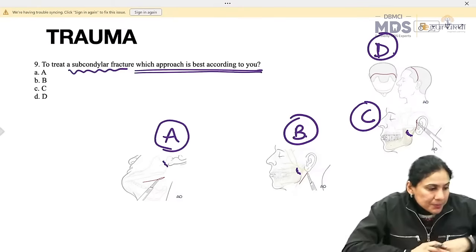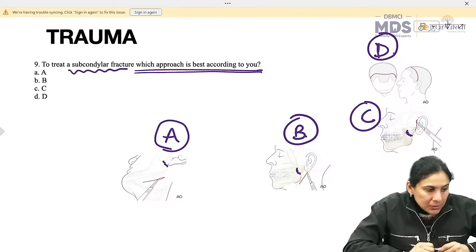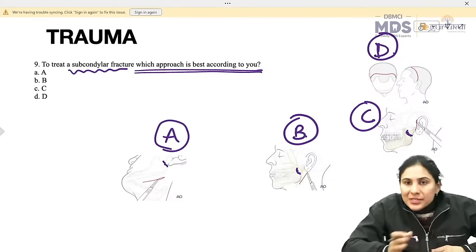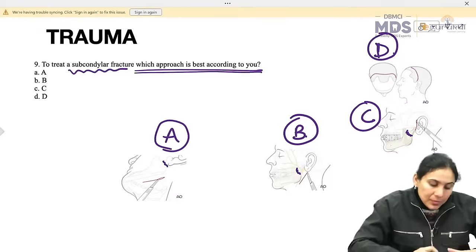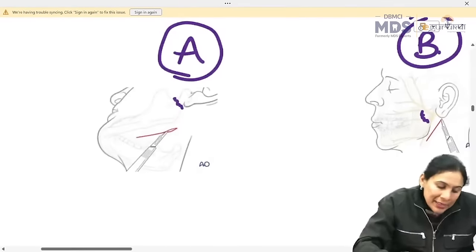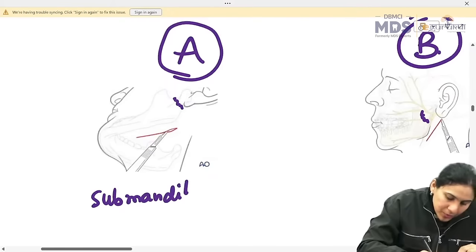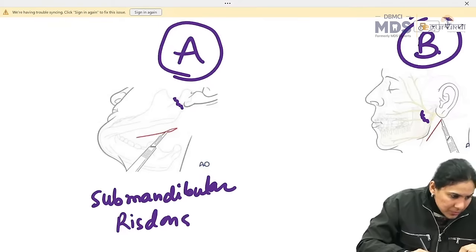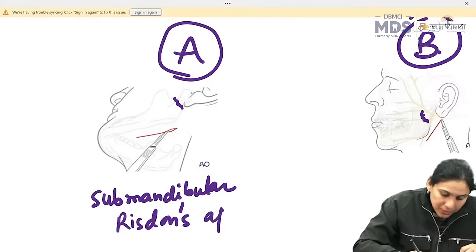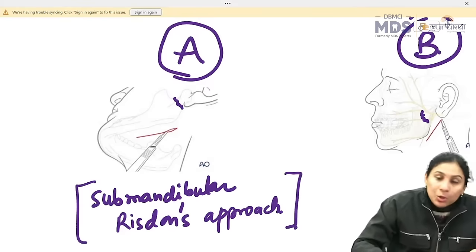What about others? I am happy that I chose this question. Can you guys tell me the name of these approaches? What is A, B, C, and D? So, A is submandibular approach, which is also known as Risdon's approach. Gauri and Jyoti are absolutely correct in their answer. Aparna, you are also correct.